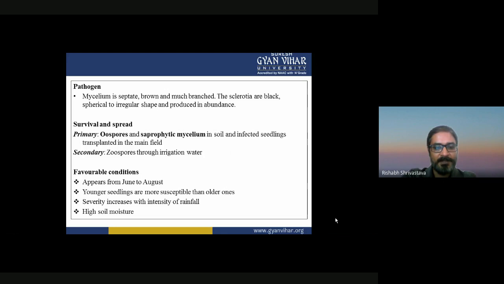Favorable conditions: appears from June to August. Younger seedlings are more susceptible than older ones. Severity increases with intensity of rainfall and high soil moisture.